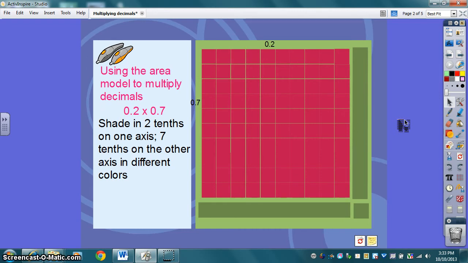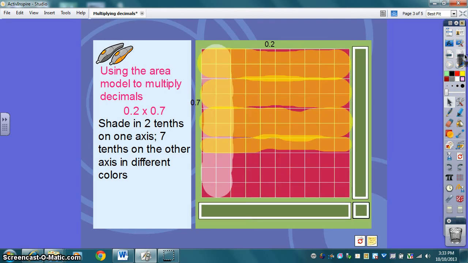different colors. And so our 7/10 will be shaded in going this way. Sorry, since I get my pen going this way. And our 2/10 will be going down this way. So let's look at our next slide and see what we have. And we have already done this.